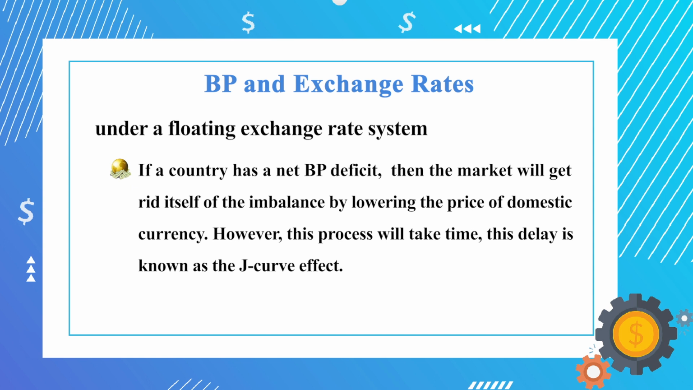However, this process will take time, particularly in the short to intermediate term. The depreciation of home currency can't immediately lead to improvement of BP. This delay is known as the J-curve effect. The deficit gets worse in the short run, but moves back towards equilibrium in the long term.